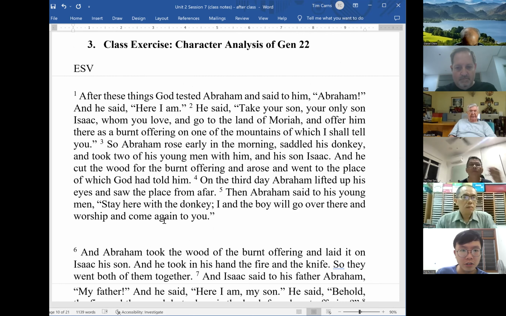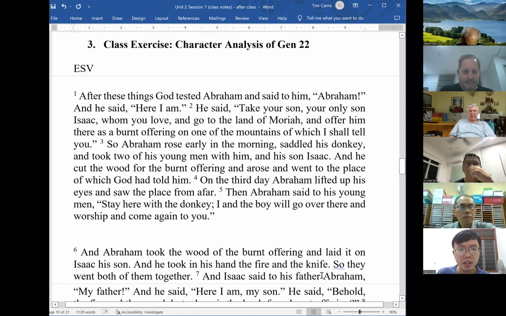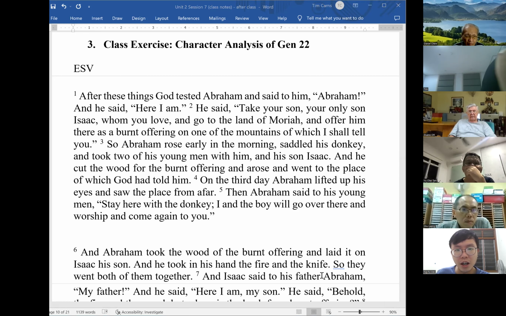Genesis chapter 22, verse 1. After these things, God tested Abraham and said to him, "Abraham!" And he said, "Here I am." He said, "Take your son, your only son Isaac, whom you love, and go to the land of Moriah, and offer him there as a burnt offering on one of the mountains of which I shall tell you."